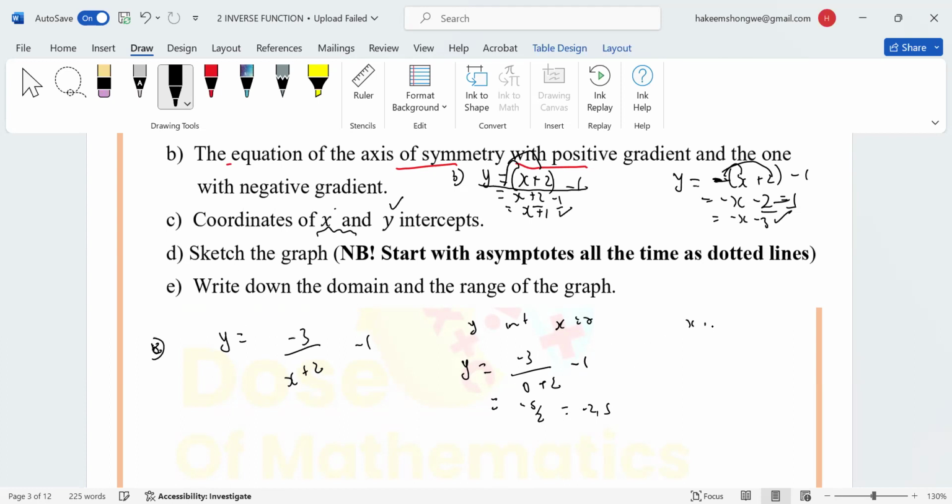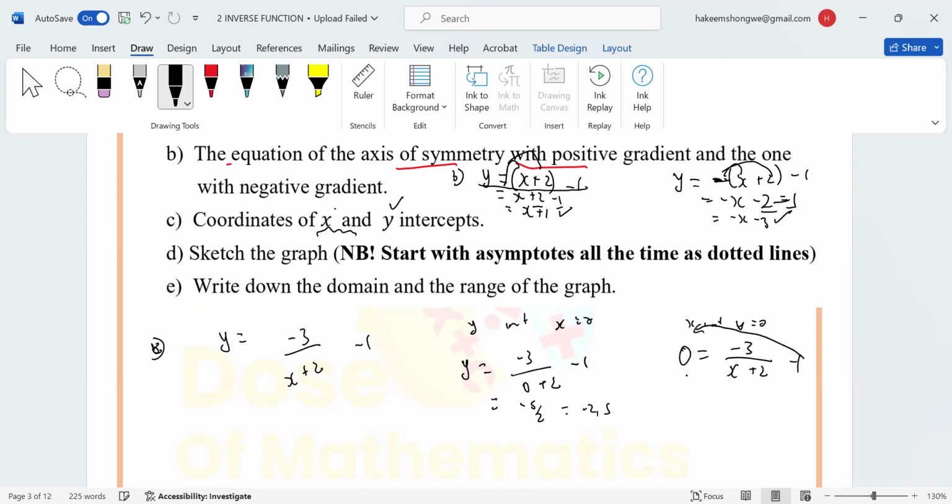For the x-intercept, y should be 0. I'm not revising it. That is why I'm giving you everything at once. In grade 11, I taught you how to get asymptotes alone, getting the x-intercept alone, drawing the graph on its own. But now since we're revising, let's just try to get almost everything. So here we have 0, which is going to be minus 3 all over x plus 2, minus 1.